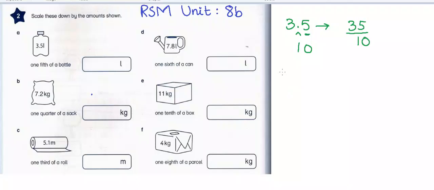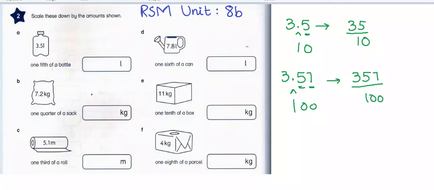For example, if it is 3.57, the decimal will be replaced by 1 and there are 2 digits after the decimal, so there will be 100 in the denominator, because the decimal will be replaced by 1 and 2 digits will be written in the form of zeros. So it will be 357 and in the denominator there will be 100, right?